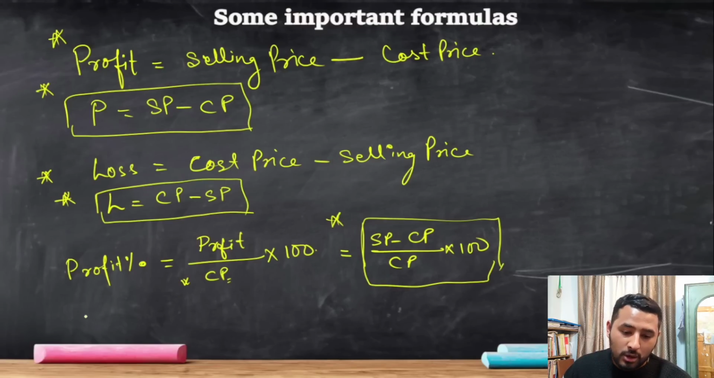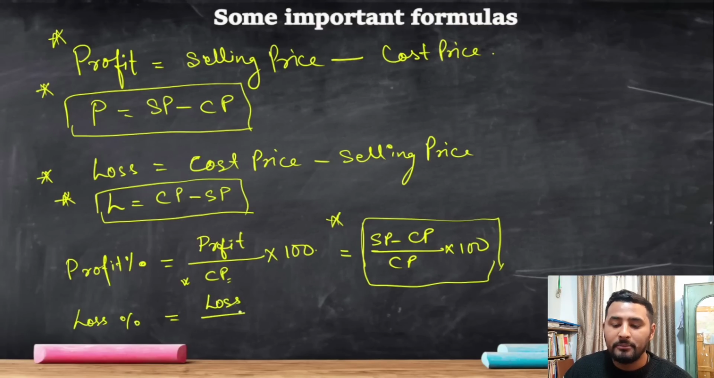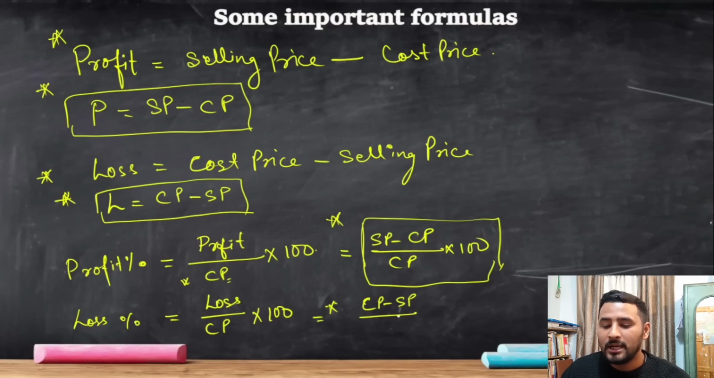Now let us see what will be the loss percent. Loss percent will be loss divided by CP. Don't be confused with SP. Loss is also compared with CP only, into 100. So you can write this one as, our loss is CP minus SP by CP into 100. So these are the very important formulas that you should know.